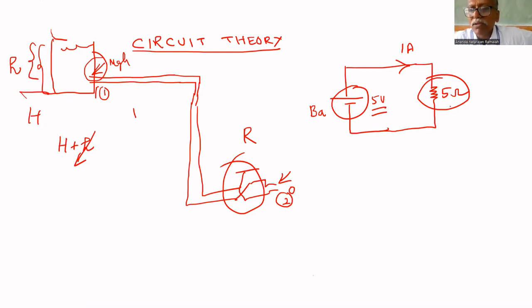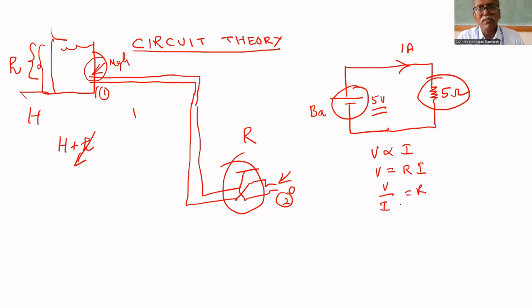So 5 ohm resistance, 5 volt. That's why 1 ampere, because of Ohm's law. Ohm's law says V is directly proportional to I at constant temperature. That is very important. Or V equal to R I, where R is the constant of proportionality, or V by I equal to R.